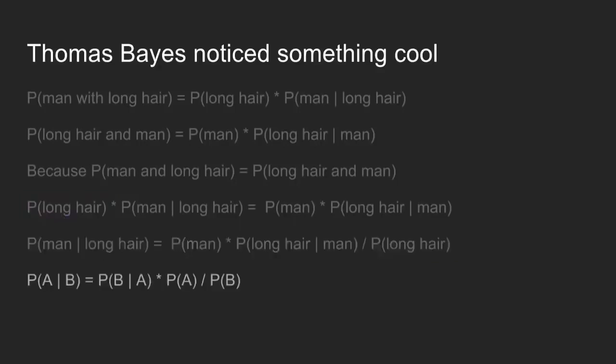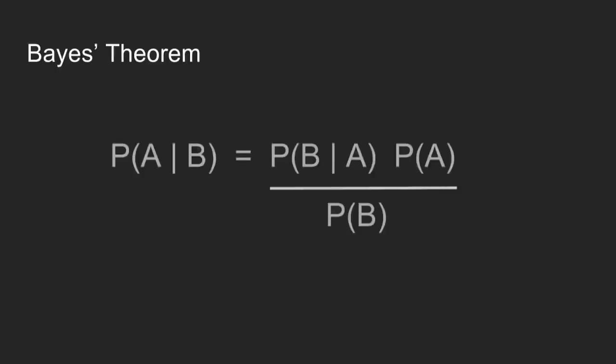We can genericize that with A's and B's, and now we have Bayes' theorem, one of the top 10 most popular math tattoos of all time.